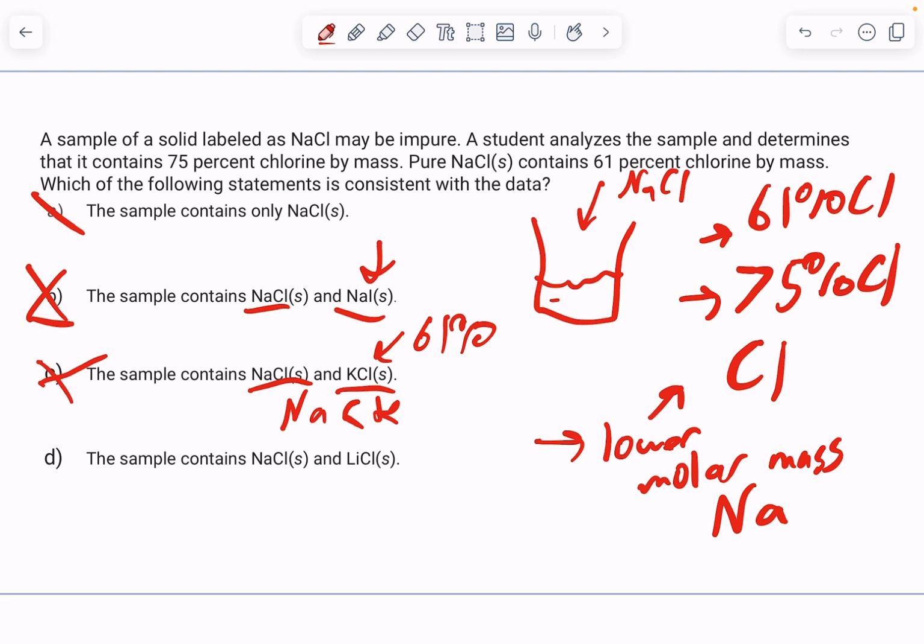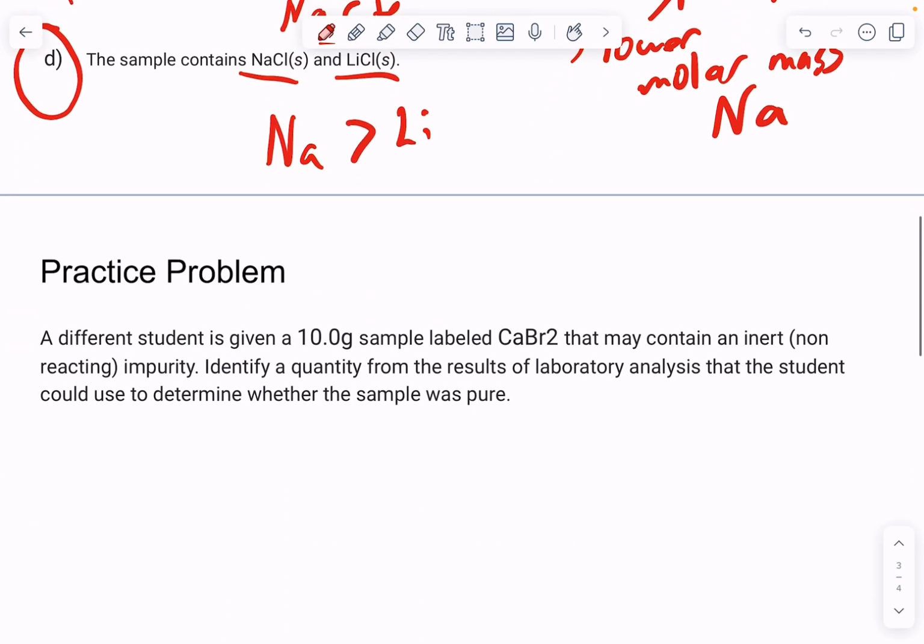D can be the only option. Let's check and make sure. NaCl and LiCl. Yep, this works because Na has a higher molar mass than Li, lithium. Lithium has a lower molar mass bonded to the chlorine, so D is the only option that's correct.